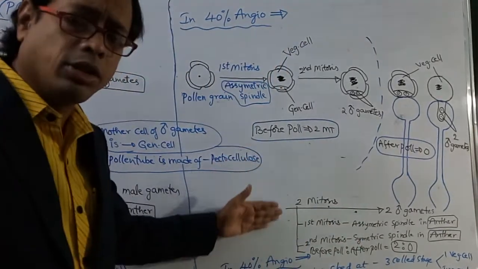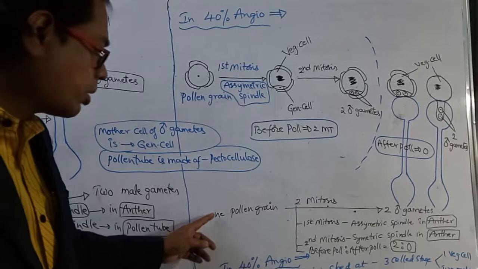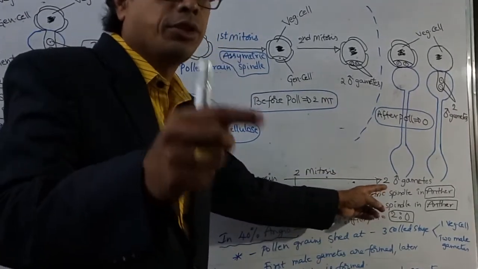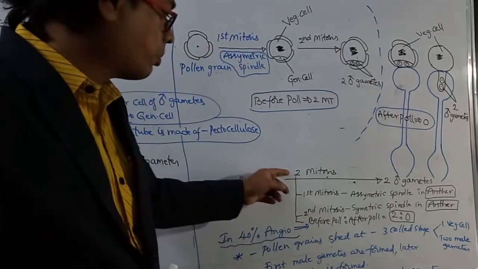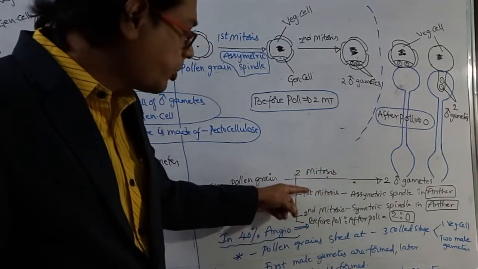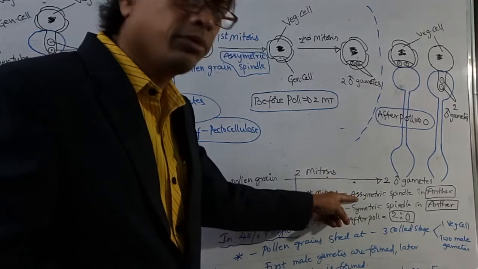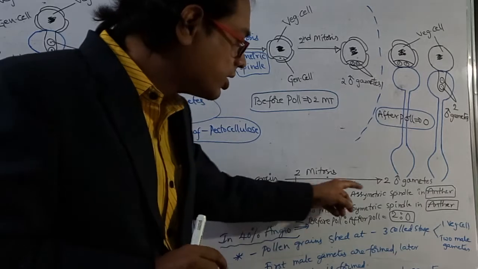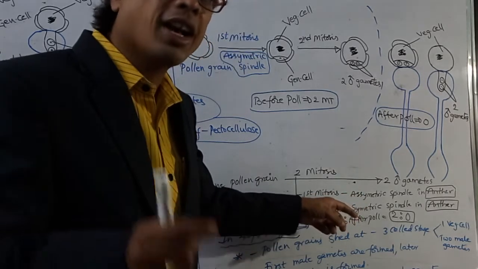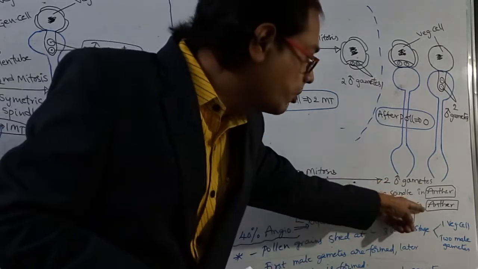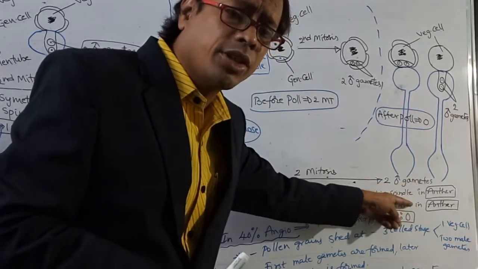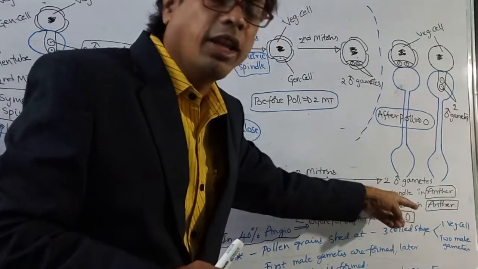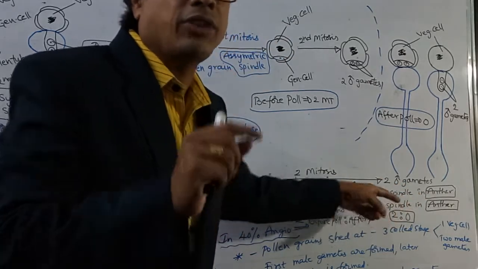Try to concentrate on these points. One pollen grain produces how many male gametes? 2 male gametes, similar to 60% angiosperms, by undergoing 2 mitosis. First mitosis is asymmetric spindle which occurs in anther. Second mitosis is symmetric type which also occurs in anther. Try to remember first mitosis and second mitosis. Those 2 mitotic divisions occur in which part? Anther, in 40% of angiosperms.